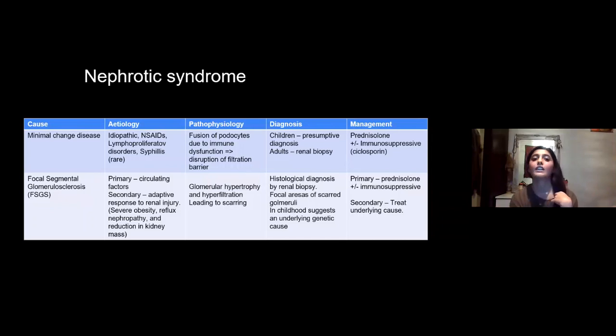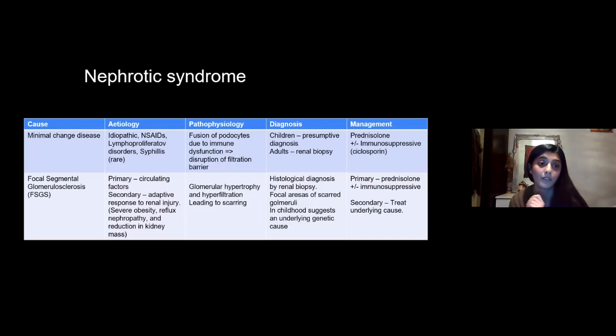In terms of the pathophysiology of minimal change disease, we just have fusion of the podocytes, and there's some kind of immune dysfunction going on in the background, which is not very clear. But this disrupts our filtration barrier. Again, our sieve becomes our colander, and we have lots of loss of protein. In children, it's the most common form of nephrotic syndrome. It also occurs in adults, due to excess NSAID use, lymphoproliferative disorders, or syphilis, but this is very, very rare. It's usually managed with prednisolone.